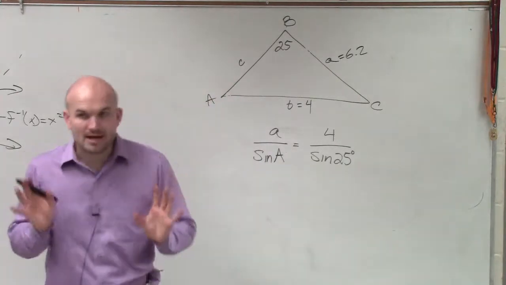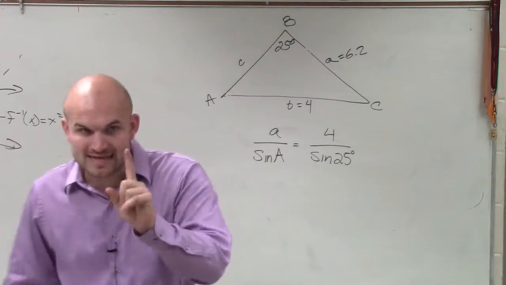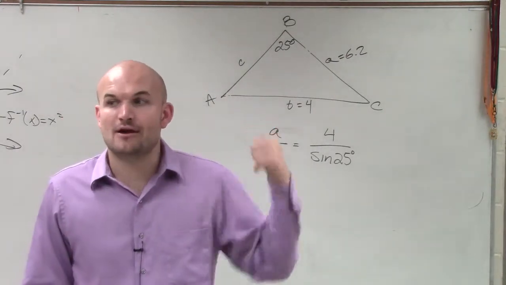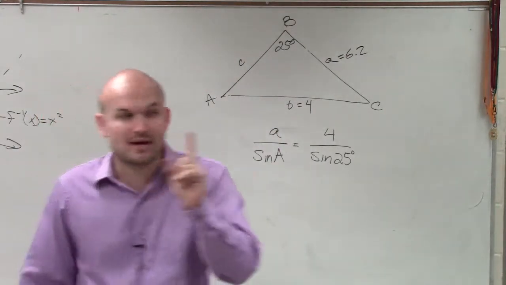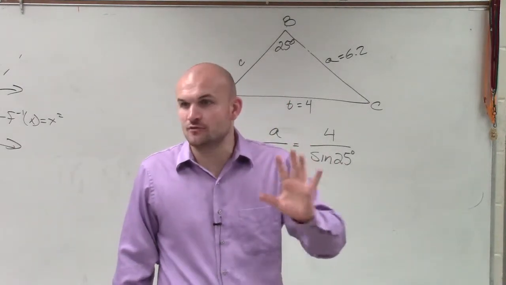Okay. Now, automatically notice I have a triangle with an acute angle, right? So as I remembered, when I have a triangle with one acute angle, I have to check for 2 cases.